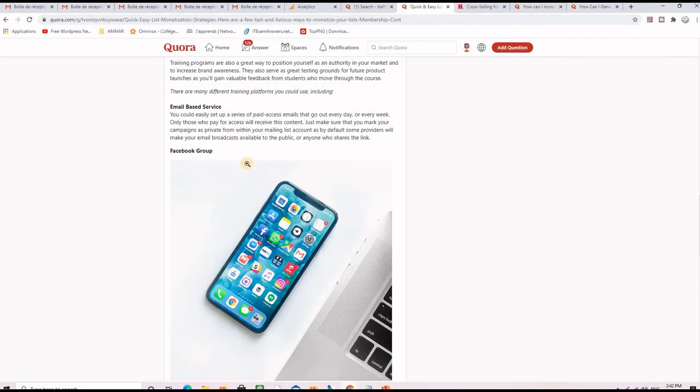So again, this tip is very important. You need to have a method to take people from Quora to your websites, and you need to make it natural inside the answer or the article that you are writing.